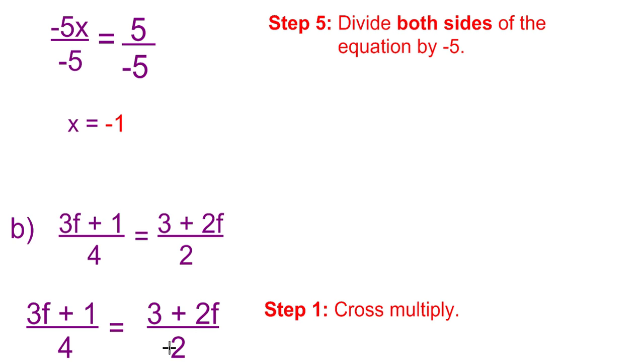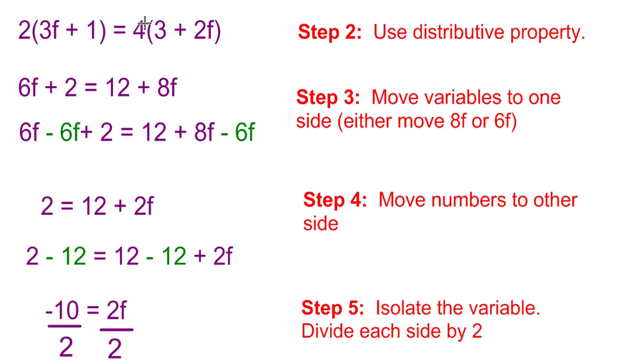So we're going to take the 2 and cross multiply up with the 3f plus 1. Take the 4 from the left-hand side, cross-multiply up with the 3 plus 2f's. So when we move to the next slide, you'll see that we've bracketed 3f plus 1, and we've bracketed 3 plus 2f. So there it is. 2 is now a bracket coefficient for 3f plus 1. Then 4 is a bracket coefficient for 3 plus 2f.